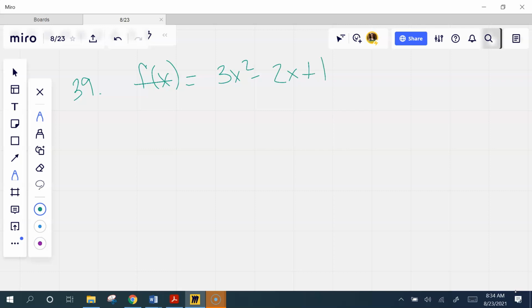All right, 39. Find a power function end behavior model for f. So 3x squared is a good end behavior model. Do we agree? It's just the very first term, kind of like when we did end behavior in Algebra 2. It was based off the leading coefficient and the degree. We take that very first term and it's a good behavior model for us.